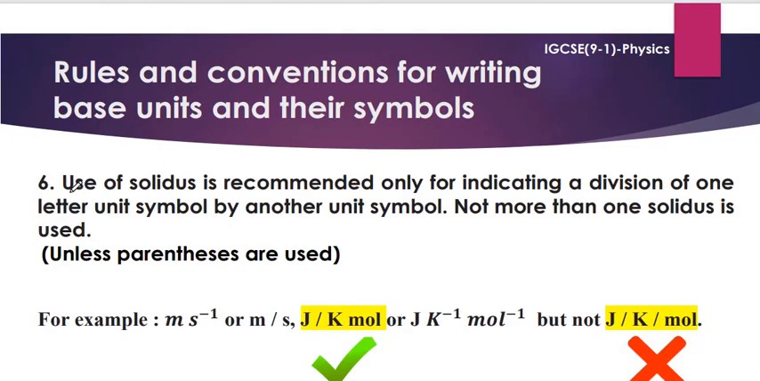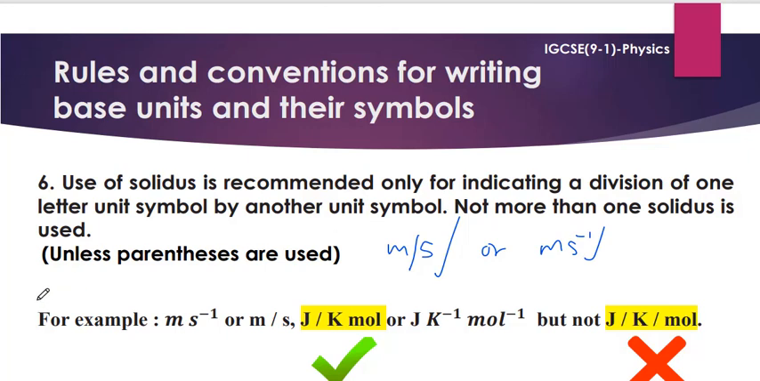Sixth rule: use of solidus is recommended only for indicating division of one letter unit symbol by another unit symbol. Not more than one solidus is used. That means solidus means this line, right? So meters per second, you can write like this, or you can write it as a power of s minus 1, right? Meters per second. Both ways, this is correct.